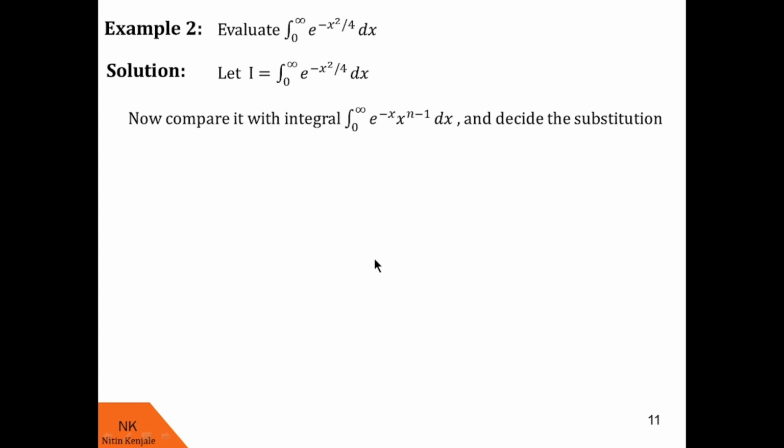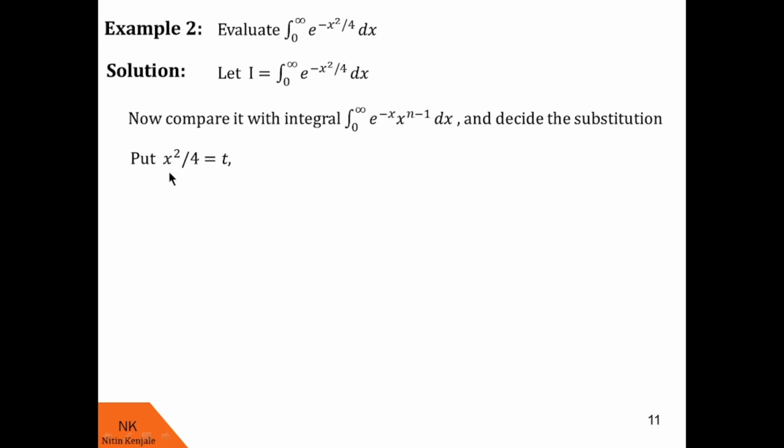Here I have slightly changed the integrand. Here we are asked to evaluate the integral of e raised to minus x square by 4 dx over the limit 0 to infinity. Once again, first of all, we label this given integral as I. Then we compare it with the integral in the definition of gamma to decide the required substitution. Here in this integral, the exponential term has power minus x, whereas in this integral, the exponential term has power minus x square by 4. So to reduce this term into this, we have to substitute x square by 4 is equal to t.